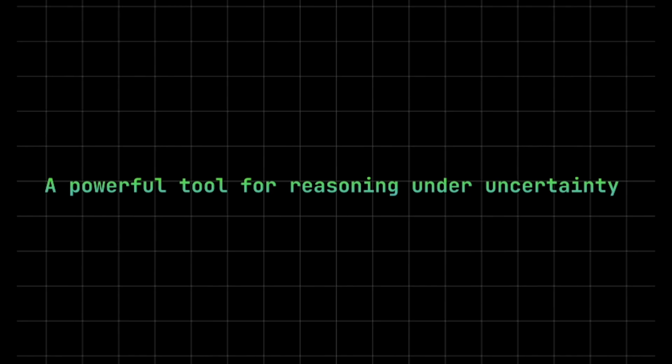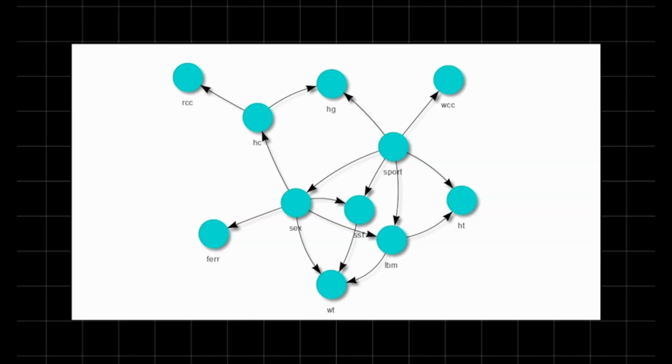Bayesian Networks. Bayesian Networks, a powerful tool for reasoning under uncertainty. Bayesian networks are probabilistic graphical models that represent a set of variables and their conditional dependencies using a directed acyclic graph. Each node represents a random variable, and each edge denotes a conditional dependency between variables.